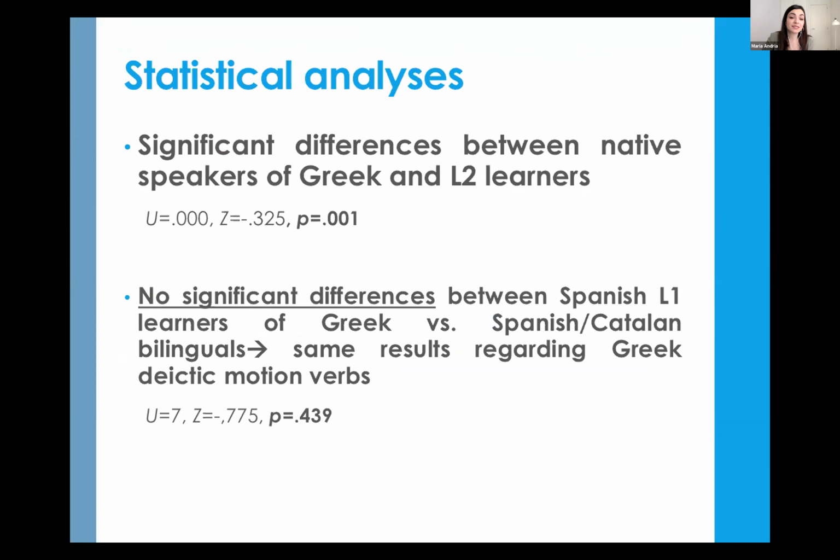So when we ran the statistical analysis, we found that there were significant differences between the native speakers of Greek and the L2 learners in the scores in the closed test. But when we ran the test between the two groups of L2 learners, we found that there were no significant differences between Spanish monolinguals learning Greek and Spanish-Catalan bilinguals. So they had the same results regarding the Greek deictic motion verbs, both in the closed test, and the pattern was also the same in the narratives.